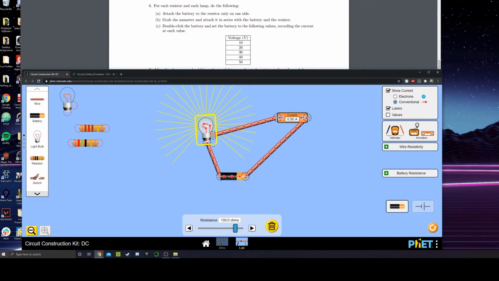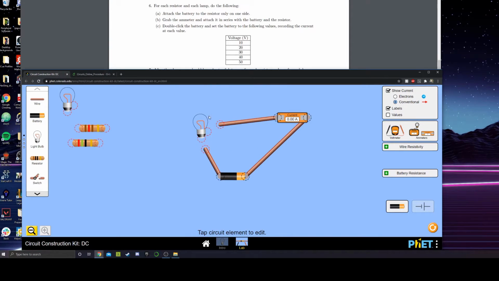Okay, so that should be all of the data you need for the first portion of the lab. You will be using that to make some graphs and such. But for now, I'm going to disconnect these circuit elements and move on to the next portion.